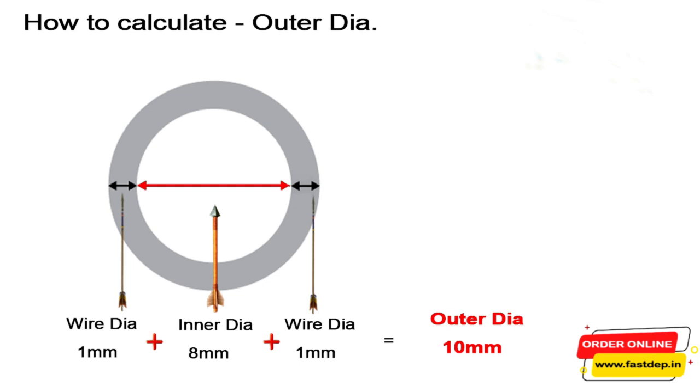Just see the explanation I have given here. Inner dia is 8 mm and the wire dia is 1 mm. What they do is 8 plus 1 is equal to 9. Like that they are doing. It is not correct. You have to add 1 mm on the right side and 1 mm on the left side, and the inner dia is 8 mm. So totally it is 10 mm.